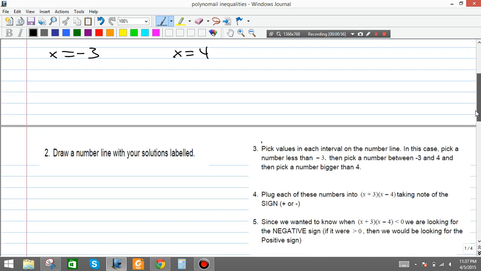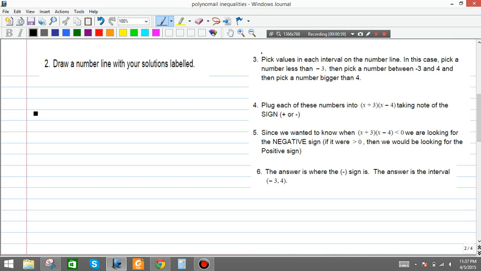The second step, we have to draw a number line with those solutions on them. So we got negative 3 and 4, and now we're going to pick values in each interval. The crucial thing to see here is that this breaks the real line into 3 pieces: all the numbers from minus infinity to negative 3, all the numbers between negative 3 and 4, and all the numbers from 4 to infinity. In each subinterval, we'll pick a value.